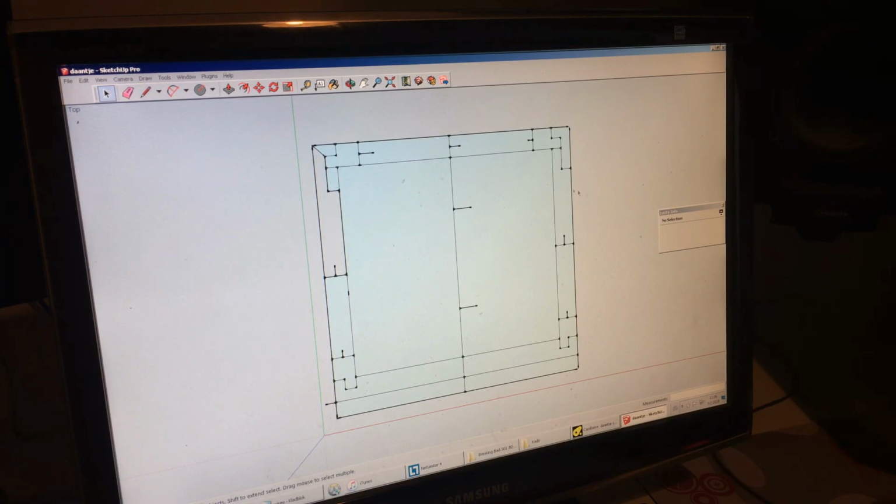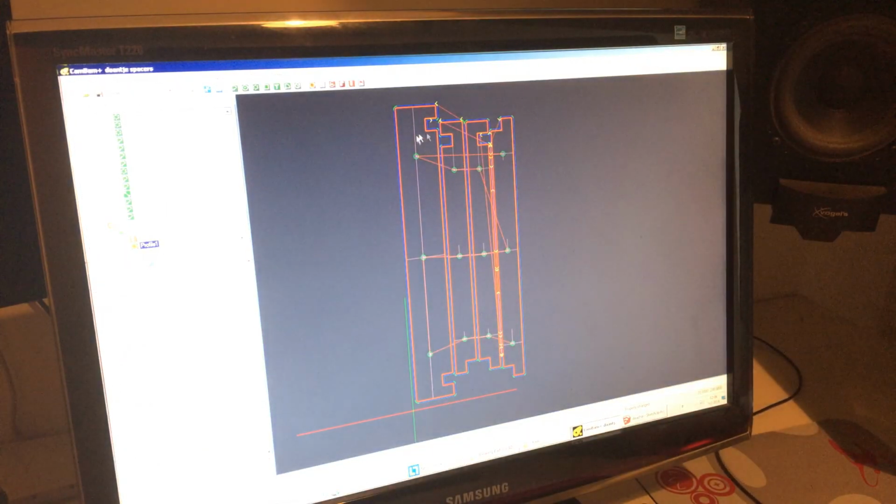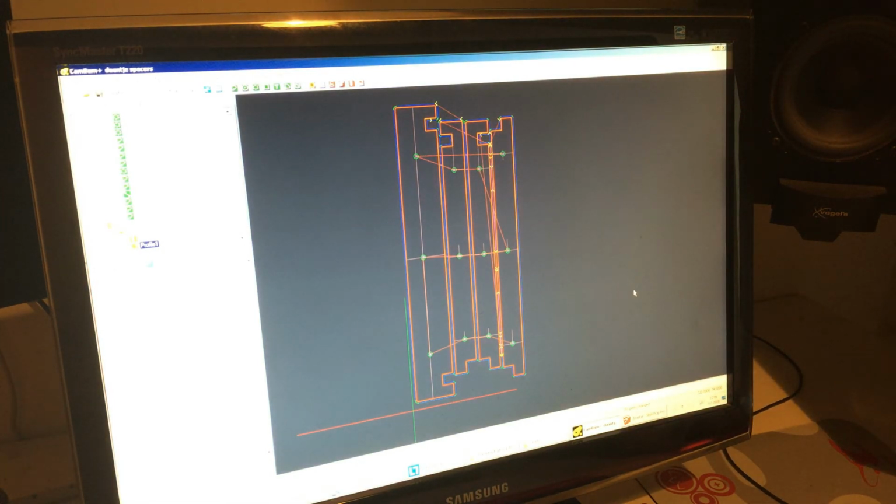So that's the reason. Anything else? No, I think I'm gonna cut these pieces and look how they are, and glue them up.